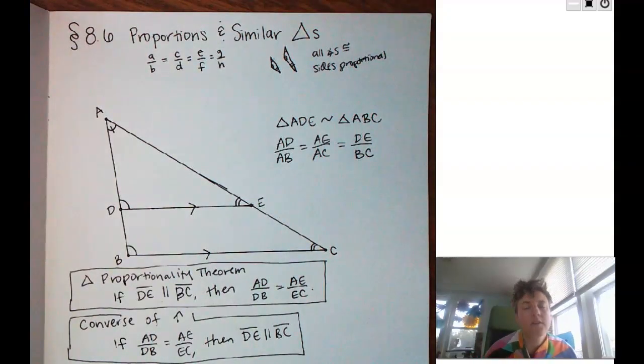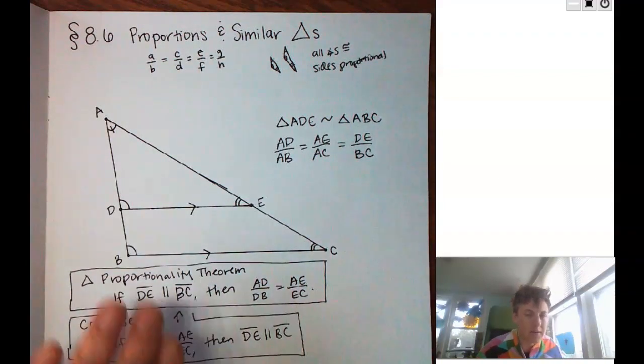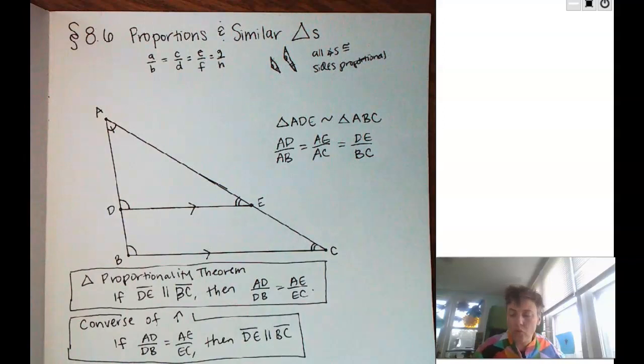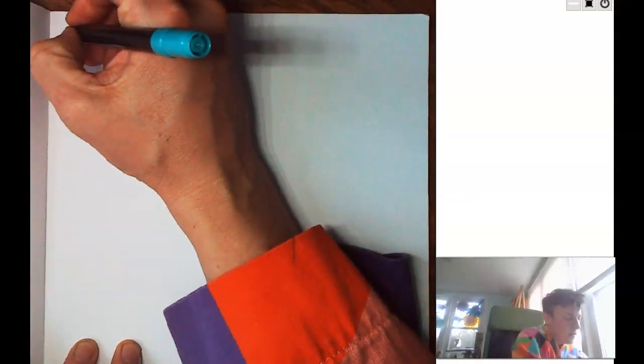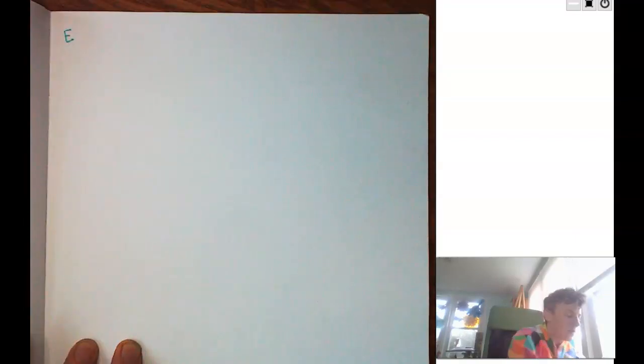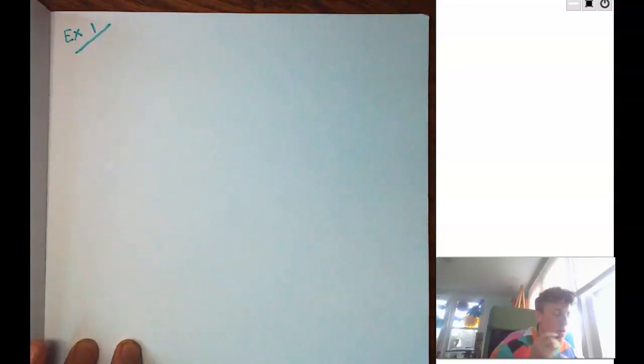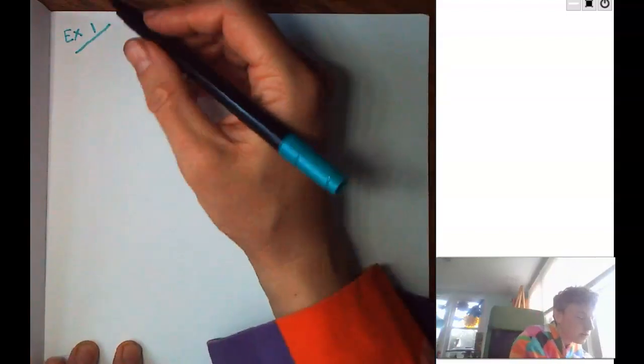All right, let's go do ourselves some practice. Let's leave this here, keep it, and do some practice. I think I'm going to use blue pen for this practice question. Example number 1. Let's draw ourselves a triangle. Could be any kind of triangle.